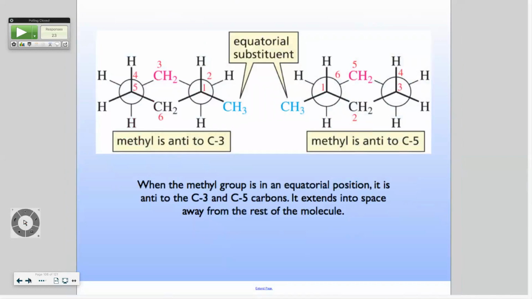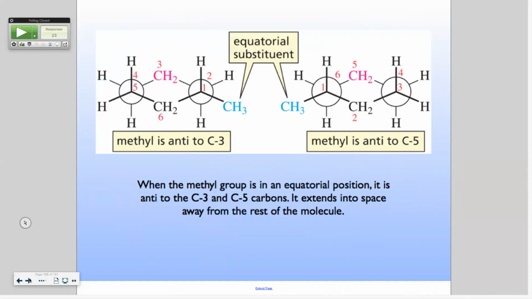All right, so here is looking at it using those lovely Newman projections that you love. If you look here, you can see the methyl is anti to carbon 3, and it's anti to carbon 5. It just depends on your point of view when it is equatorial. So it's equatorial, and let me put it in the front. You're looking down from here to here, and they're opposite each other. They're anti, which is making it more stable.